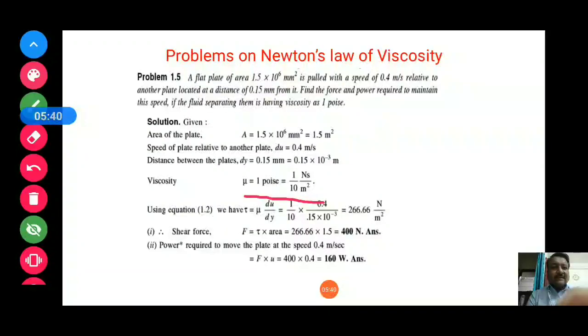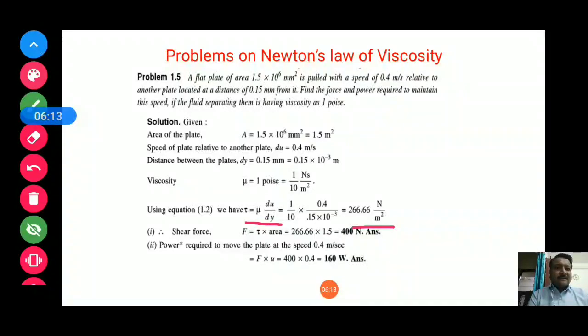Now using Newton's law of viscosity, that is tau is equal to mu du by dy, you can find the shear stress. So put the value of mu as 1 upon 10, into du is 0.4 divided by dy is 0.15 into 10 raised to minus 3, that is equal to 266.66 Newton per meter square.